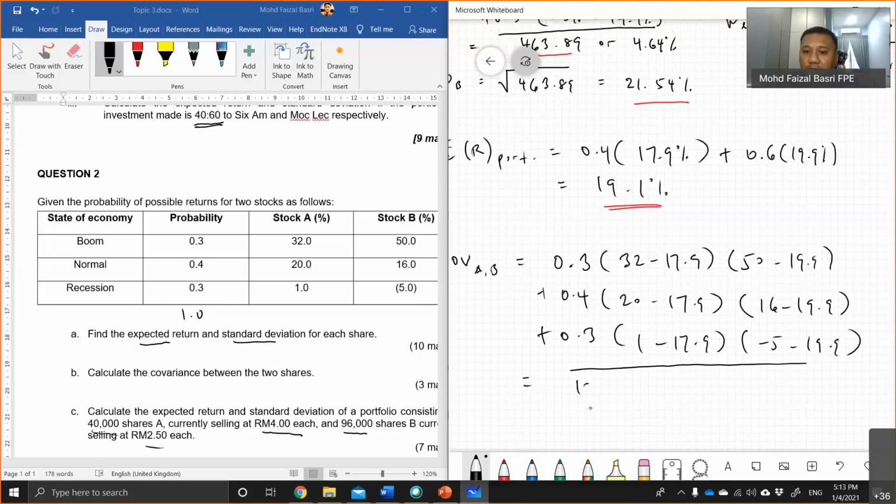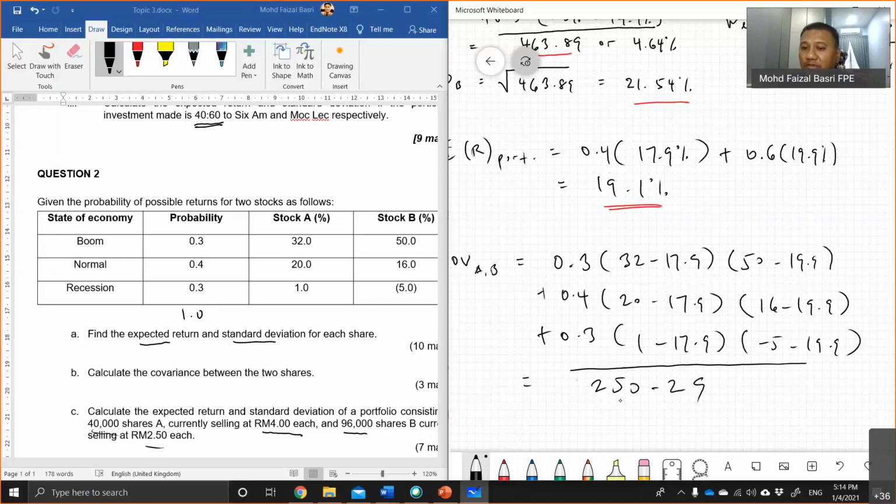So the answer we got just now was 127.19. Is that right? There are two answers here. I got 250.29. Yes, I got the same answer actually. So 250.29.